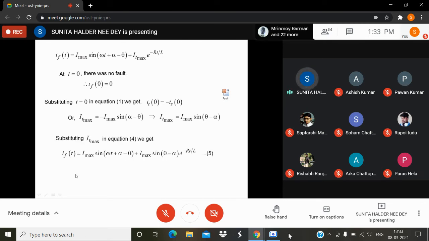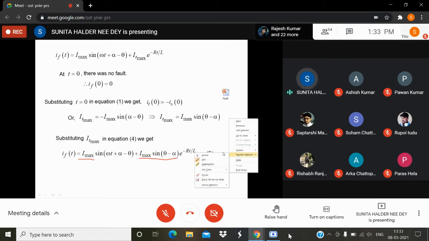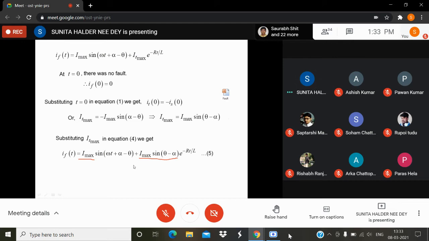So what will be the equation of current again? You just substitute IT max in the expression. Then we get IF(t) equal to I max sine (omega t plus alpha minus theta), plus the transient component, which is now I max sine (theta minus alpha) times the exponential. So the peak values of the current are not the same for the steady state and the transient, because for the transient part this is the peak value, and for the steady state the peak value is I max only, right? And the summation of these two currents will produce the total current.